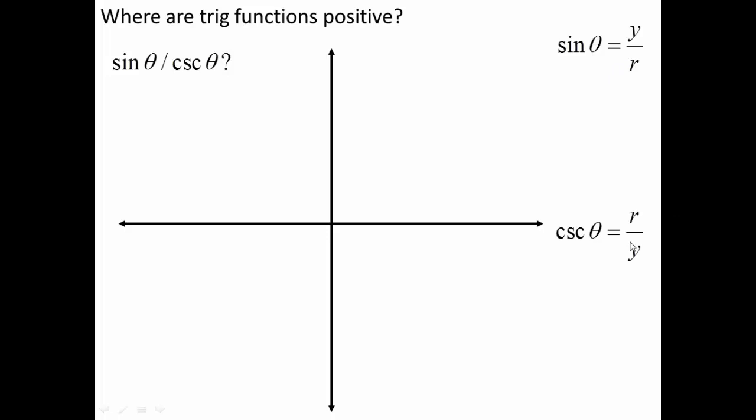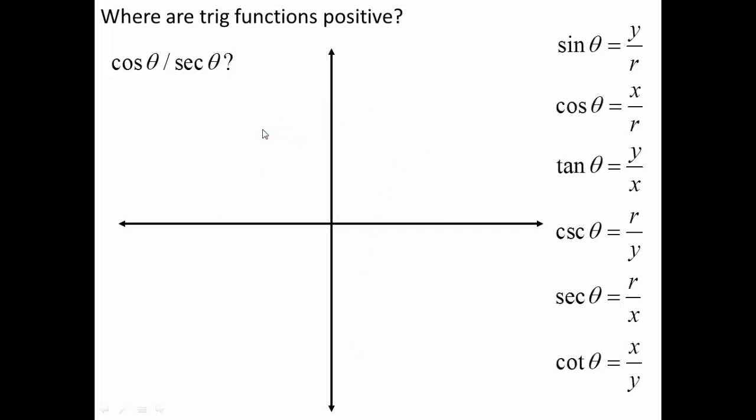So where is y positive? Y is positive anywhere above the x-axis. So anywhere up in quadrants 1 or 2 would be a positive value for y, and thus a positive value for sine or cosecant. If I'm in the third or the fourth quadrant, y would be negative, so sine and cosecant would be negative. So sine and cosecant are only positive in quadrants 1 and 2.